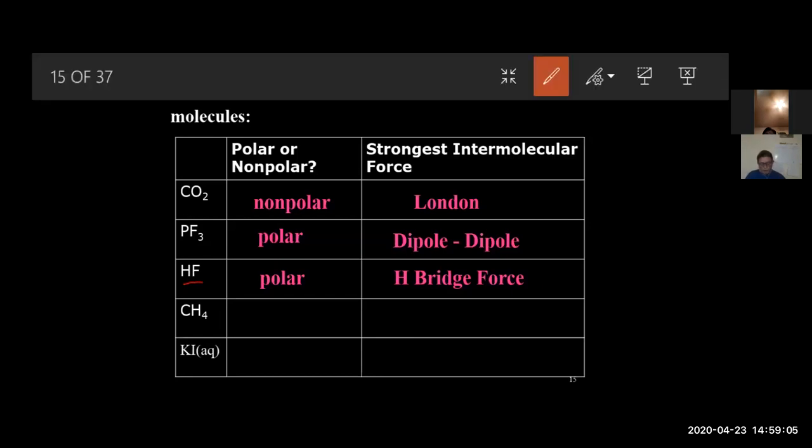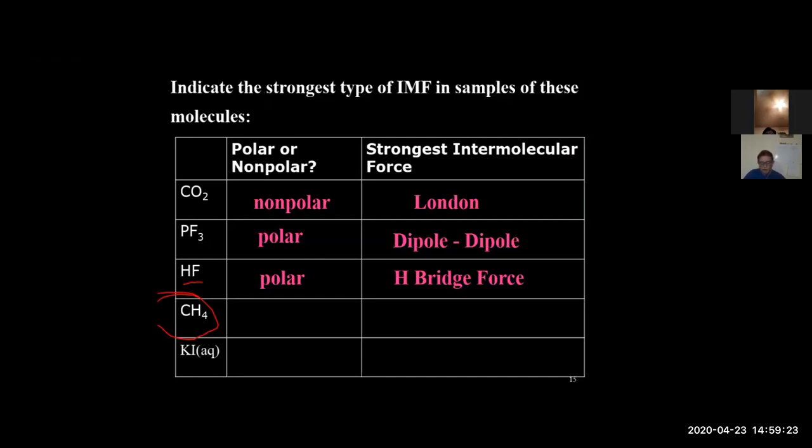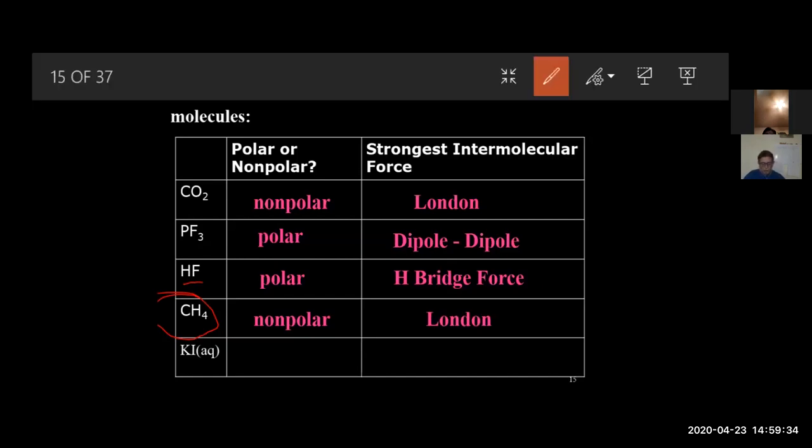Earlier I said that all the diatomic molecules are nonpolar, but I also added any carbon-hydrogen bond. This here is what we call a hydrocarbon, because all you see is carbon and hydrogen bonded, nothing else. That tells you right away that you're dealing with a nonpolar species. Therefore, the only force involved is London forces. Finally, down here, 2 things should catch your attention.